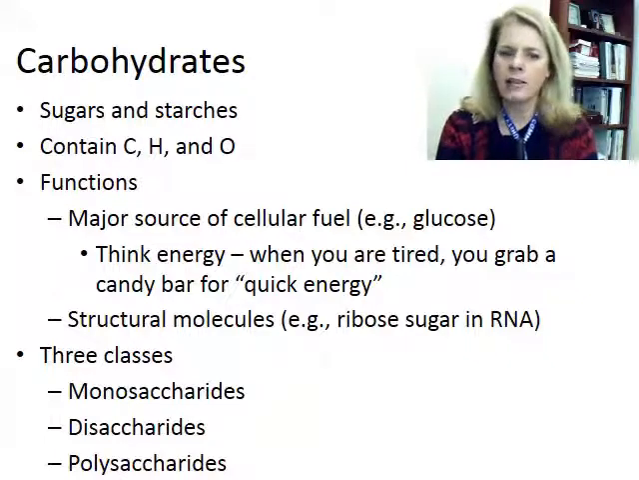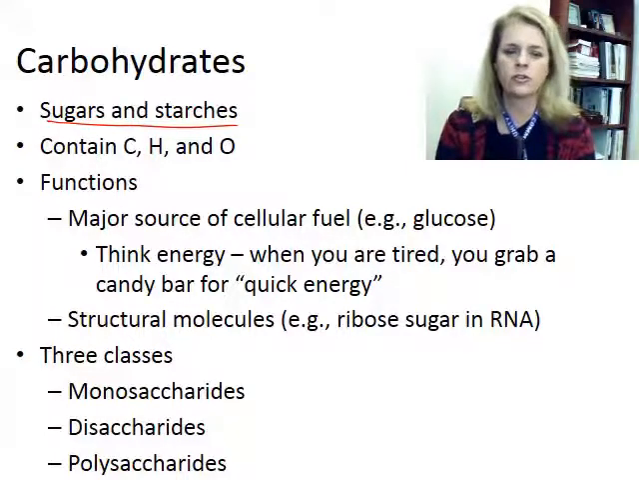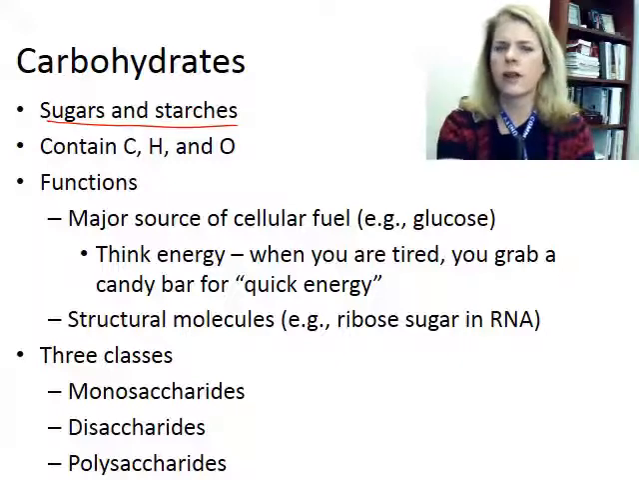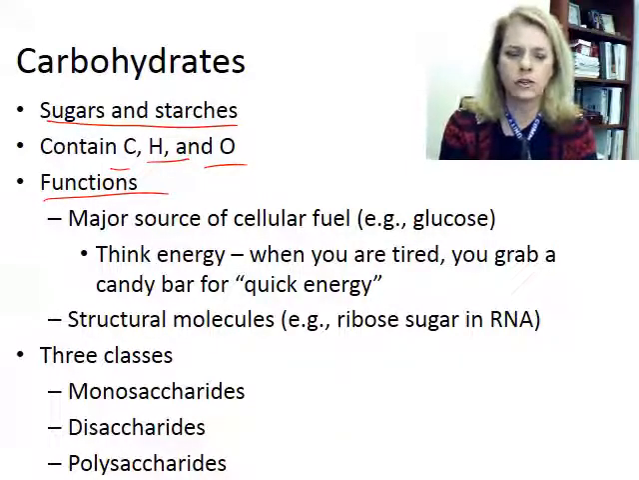The carbohydrates are your sugars and your starches, things like glucose and lactose and fructose and sucrose. All your sugars are examples of carbohydrates. I don't make you learn the chemical structure, but all carbohydrates contain carbon and hydrogen and oxygen. The function of carbohydrates is that they're your major source of cellular fuel.